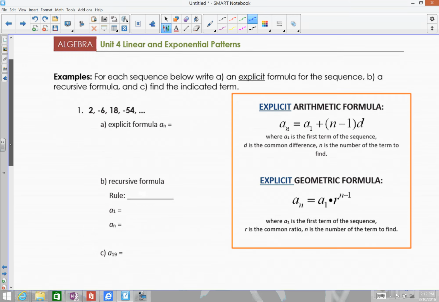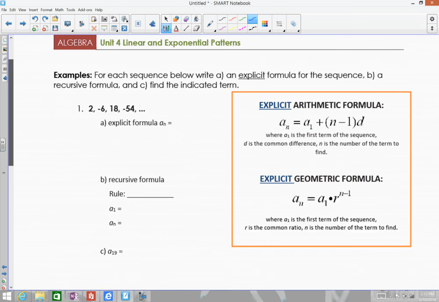And for these last set of examples, you're going to do a couple of things. You're going to write the explicit formula, then we're going to write the recursive rule, and then we're going to find the 19th term. So here's my sequence. Figure out the pattern first. I'm alternating negatives, so it's positive, negative, positive, negative. That means I'm going to be multiplying by a negative, so -3 in this case. That tells me this is going to be geometric because I'm multiplying.